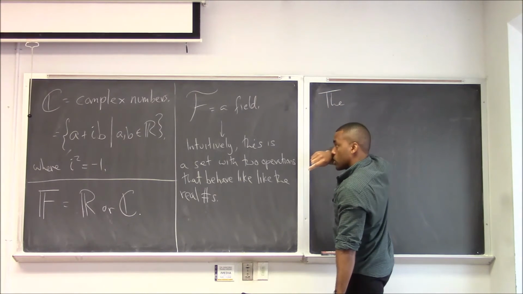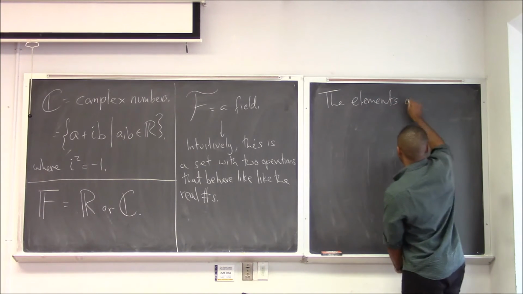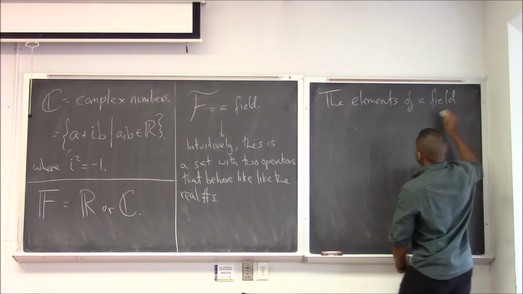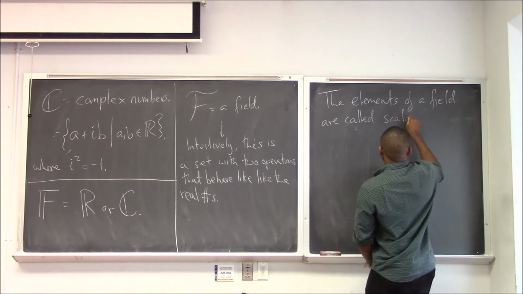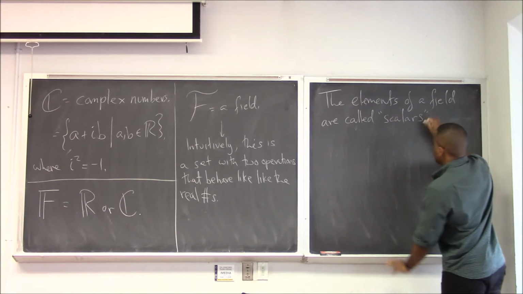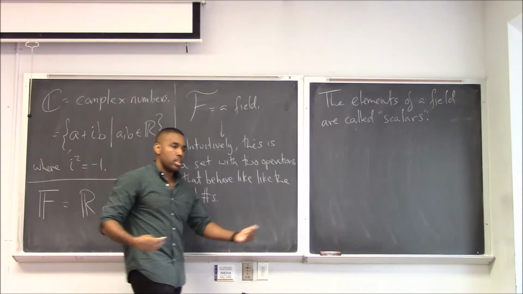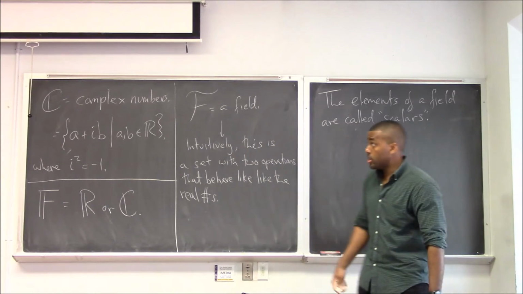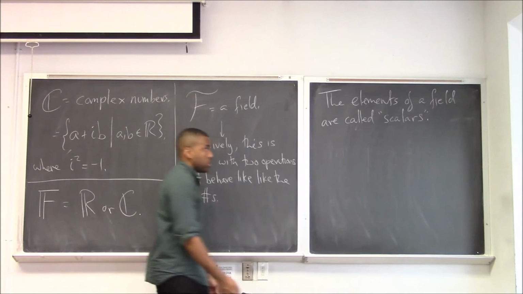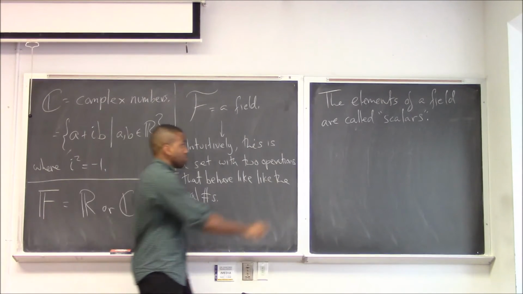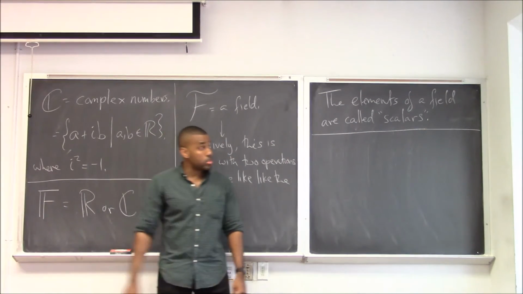Why we need to know about fields is that we're going to be focusing on things called scalars. They're going to be very important in our definition. The elements of a field are called scalars. Elements of a field are very good to denote scaling of some sort, to talk about the magnitude of something. But if it's not a field, it's not that great. So I'll talk about scalars later on. They're called scalars or constants.